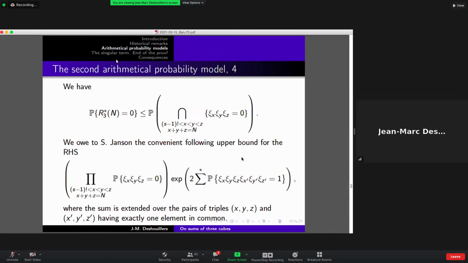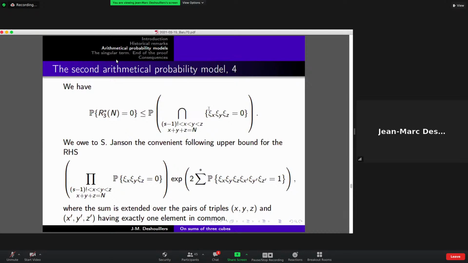So now we owe to Svante Janson a convenient upper bound for that. The problem is that the intersection of this is fine, because you can say what is the complementary set: it is the fact that all of them are equal to 1. But the probability of an intersection is not the product of the probabilities because you don't have independence here. And this is really the problem.